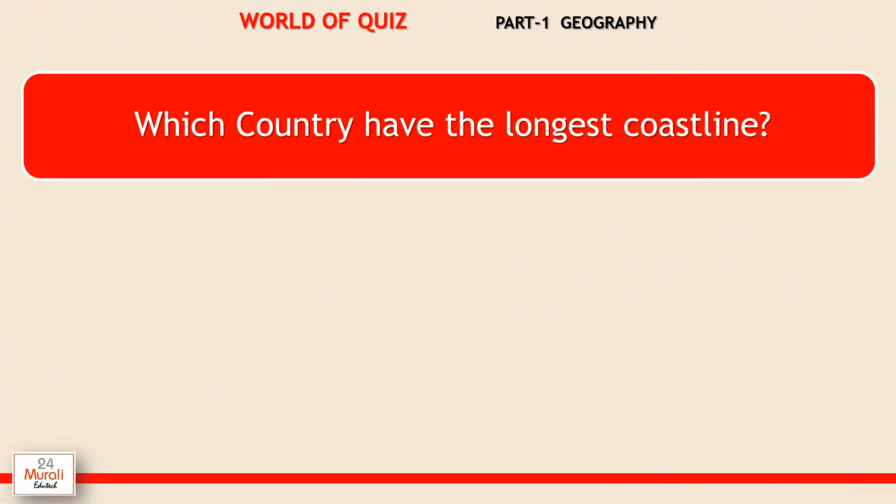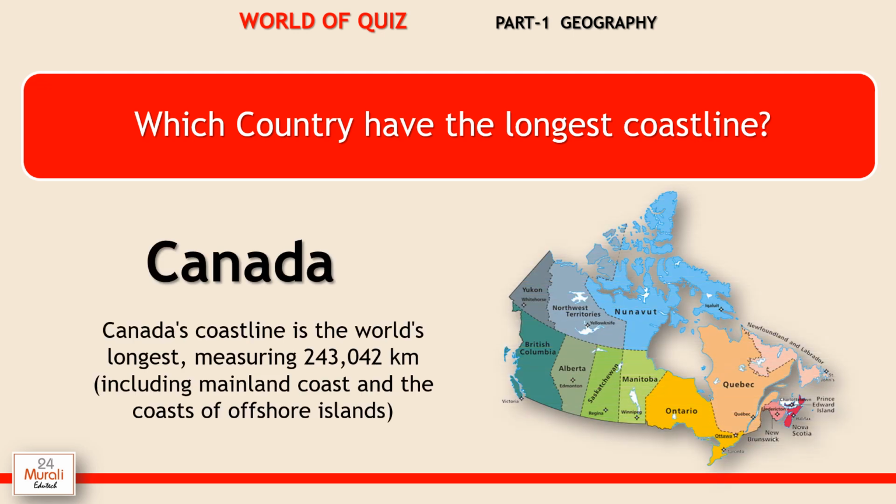Which country have the longest coastline? Canada. Canada's coastline is the world's longest, measuring 243,042 kilometers, including mainland coast and the coasts of offshore islands.